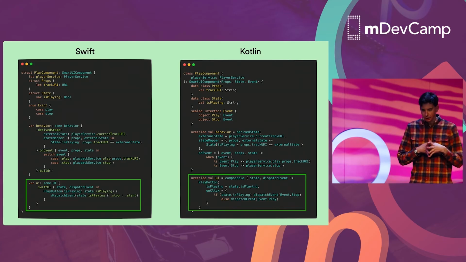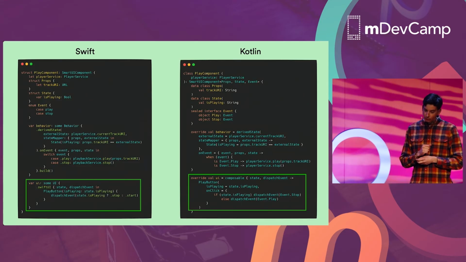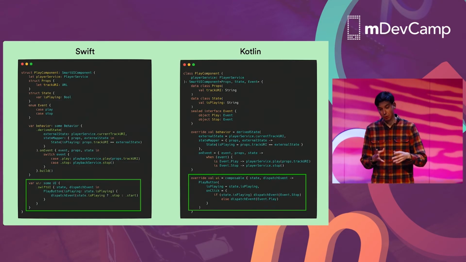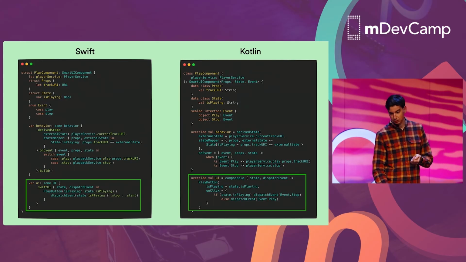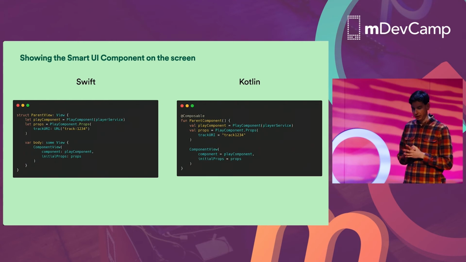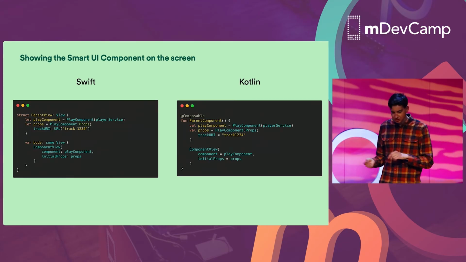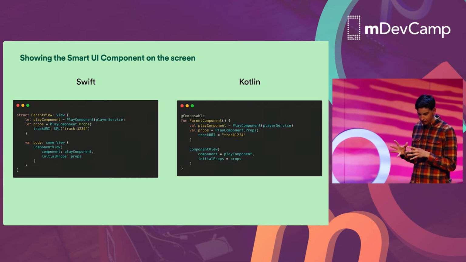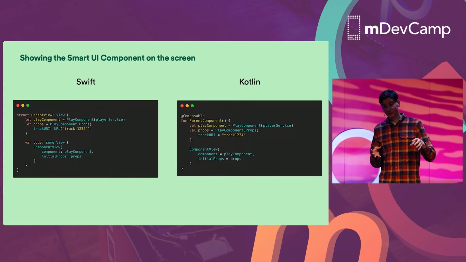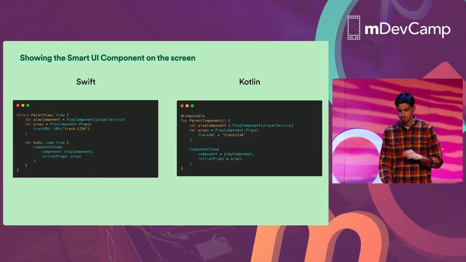Finally, the next part is the UI, where we use the state value and configure the UI with it. And we also generate events from the component and pass them on to the behavior. The last important piece is to display the play component on the screen. On the slide, you can see examples for, again, SwiftUI and Jetpack Compose. And we also have variants for traditional UI frameworks, like UIKit and Android View. So we use a special type called component view that you have to initialize with the component instance and the initial props value.